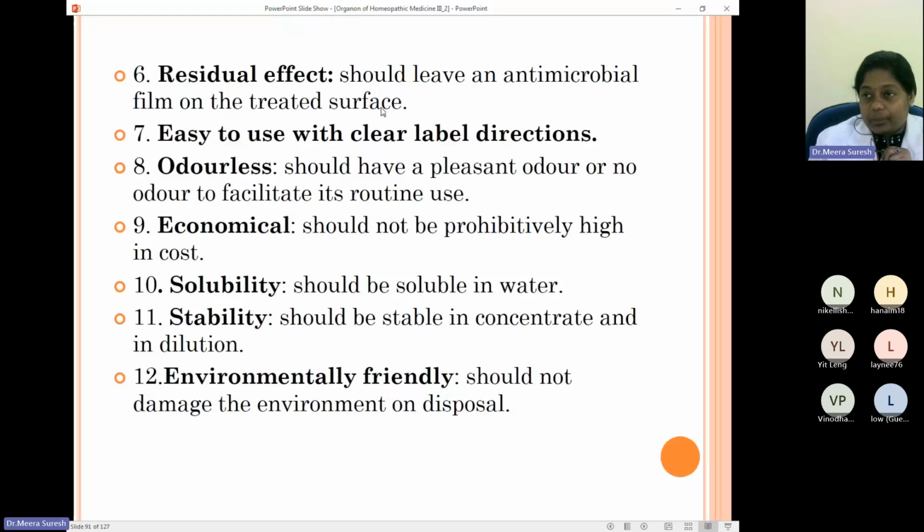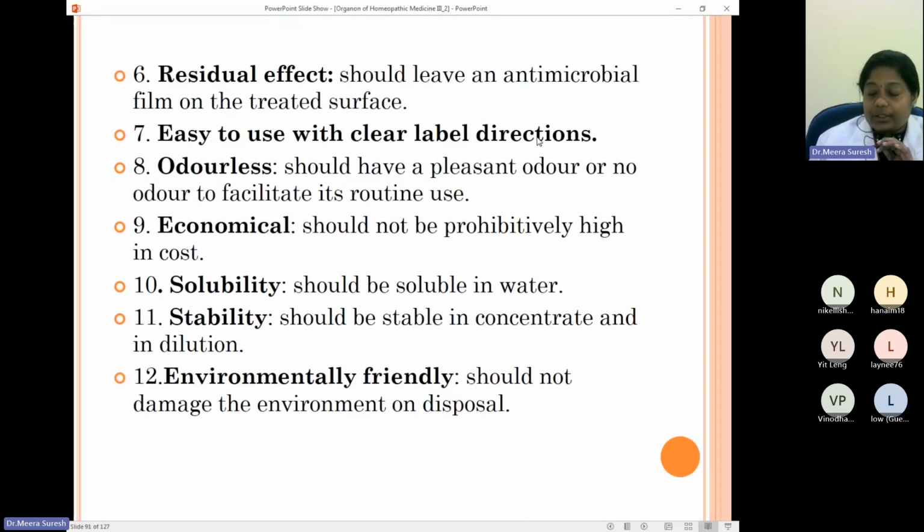The next day, because we may be mopping every day or sometimes just once a week, there should be a residual action present for at least a few hours or one day. We feel that the organism is not going to flourish that easily. It shouldn't be that we used it and in 1 minute everything is killed, but after 10 minutes the organisms come up, because then there is no meaning in doing that. So a residual effect should be there, and it should be easy to use with clear label directions.